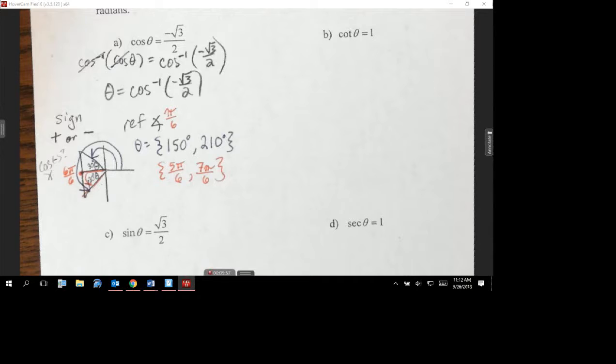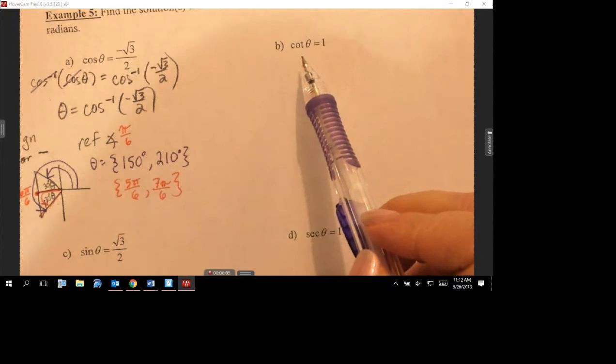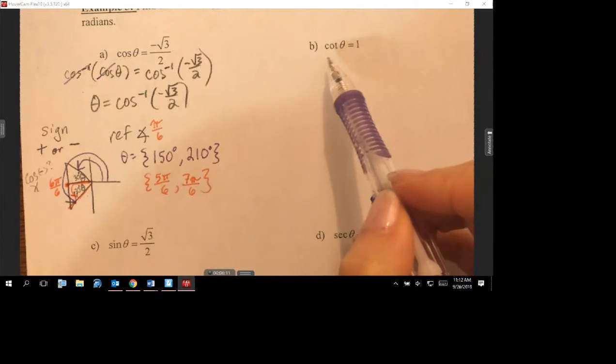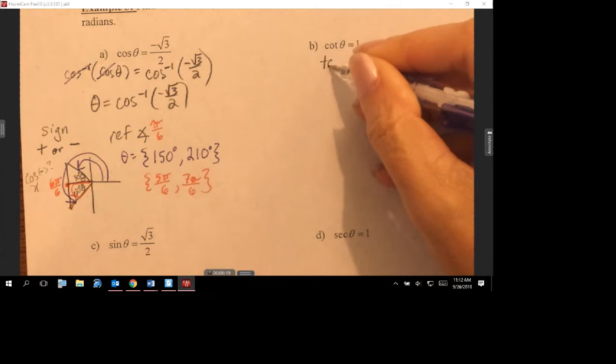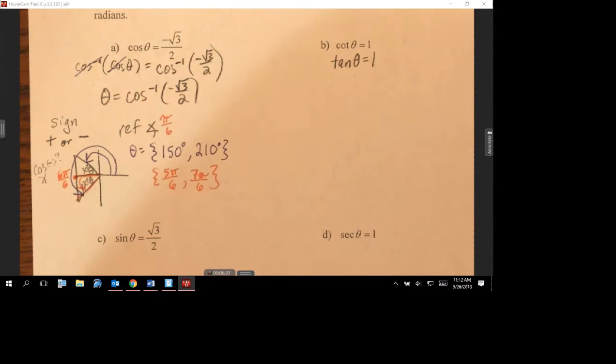Okay, let's do letter B. Since we are trying to find where cotangent is equal to 1, I might think about that as being where is tangent equal to the reciprocal of 1, which is, oh, still 1. Okay, that's good. Because I don't have the cotangents memorized, I have my tangents memorized. But if you have cotangent memorized, that's fine too.